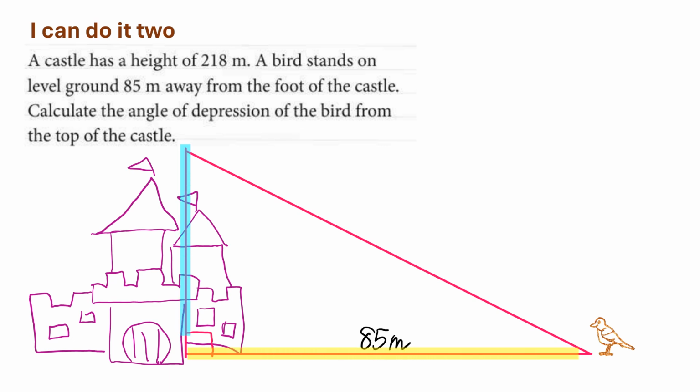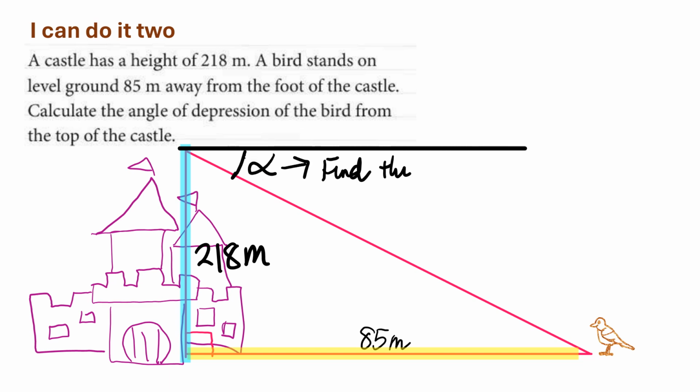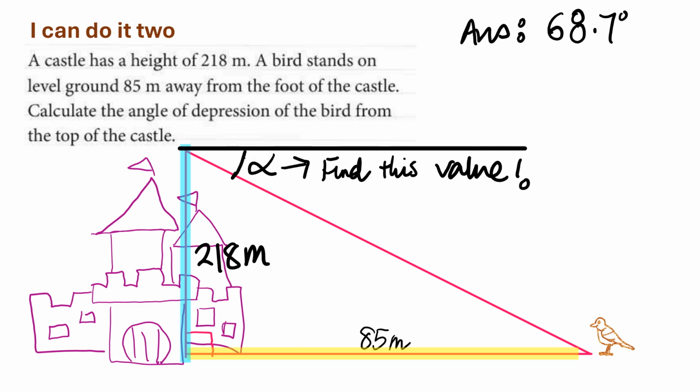Okay, and then we have the one highlighted in blue. It's the height of your tower, the castle, sorry, which is 218 meter. And you're supposed to find the angle of depression. Okay, so the angle of depression, we all know, is equal to the angle of elevation. Okay, right. So this is also your alpha. Okay, and here, which trigo ratio do we use? Do we use tangent, sine, or cosine? Right, think about it. And the answer you should get is 68.7.